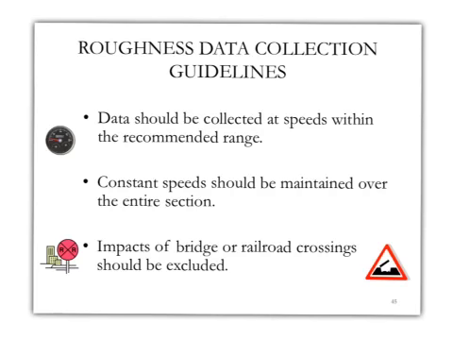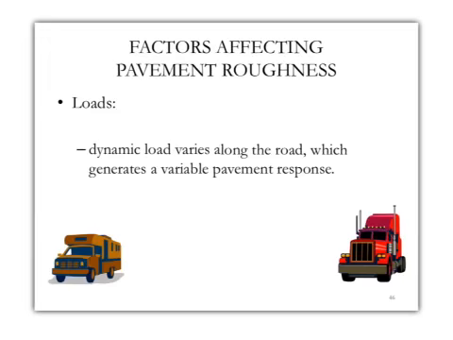Also, there are some significant impacts on bridges or railway crossings, and those crossings or intersections should be excluded because they will not give us representative values for roughness. Also, the amount of loads will affect the roughness readings. So dynamic load varies along the road, which typically will generate different pavement responses.